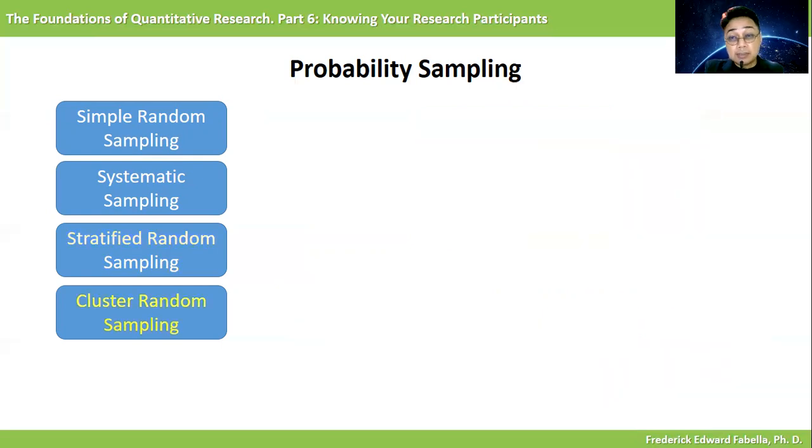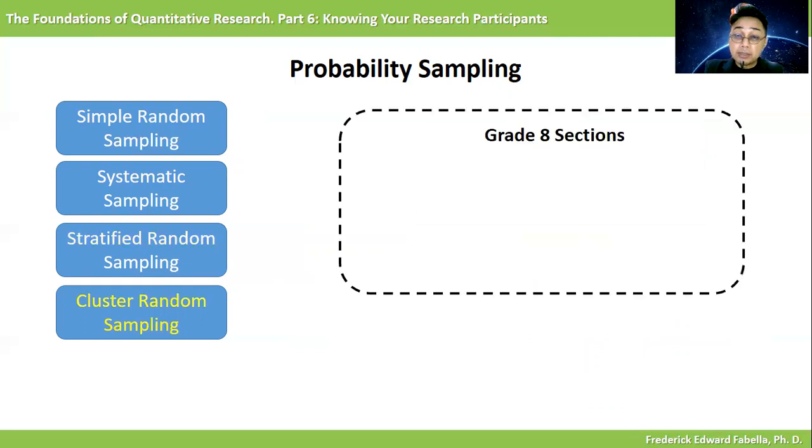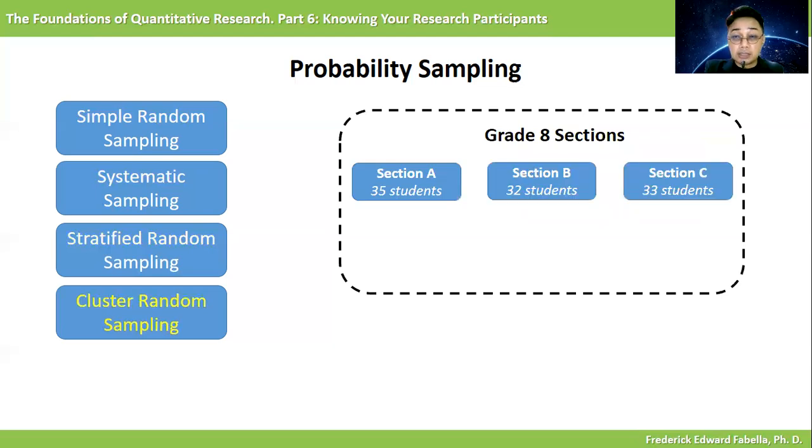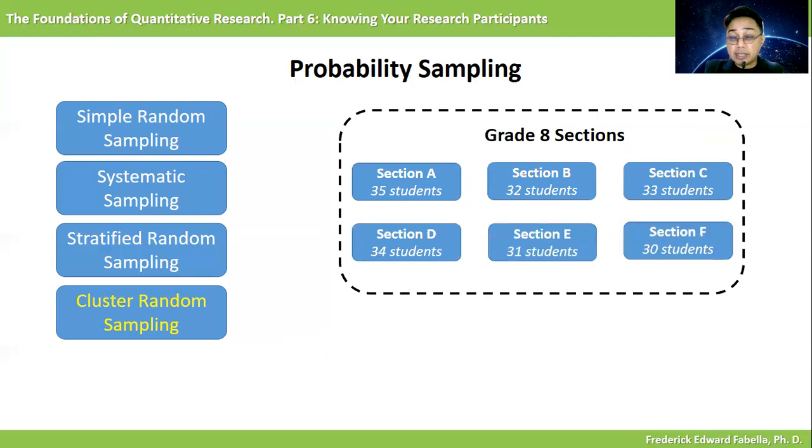And lastly, we have cluster random sampling. Supposing your population are grade 8 students in a particular school. It so happens that the grade 8 students have six sections: section A, B, C, D, E, and F.